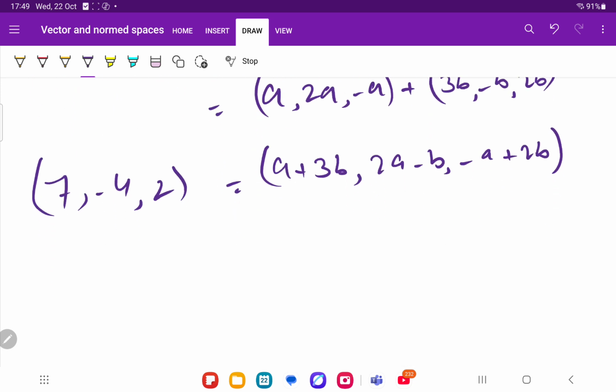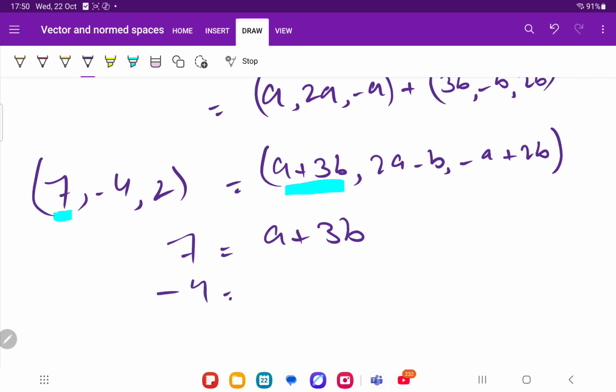Now we'll just compare the corresponding entries, because W is equal to this one. What is meant by corresponding entry? At the first position we have 7, and at the first position we have a plus 3b. So we would write 7 is equal to a plus 3b.